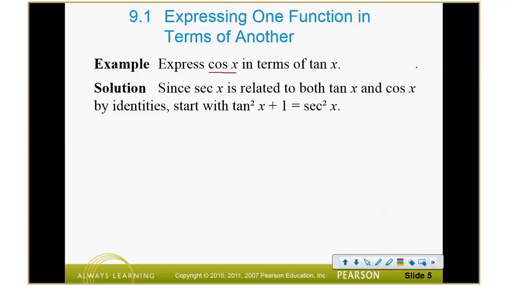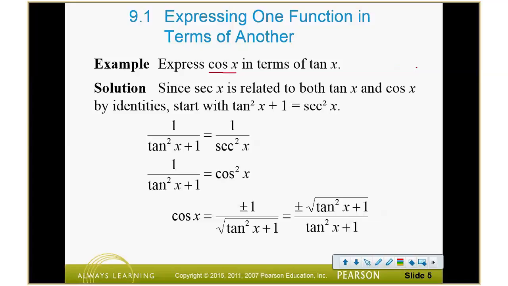So the cosine of x can be rewritten as 1 over the secant. That's where the 1 over the secant comes from. And the cosine of x is equal to positive or negative 1 over the square root of 1 plus tangent squared, and this is another identity. That's where they give the square root here and here. I wouldn't have shown it like that.